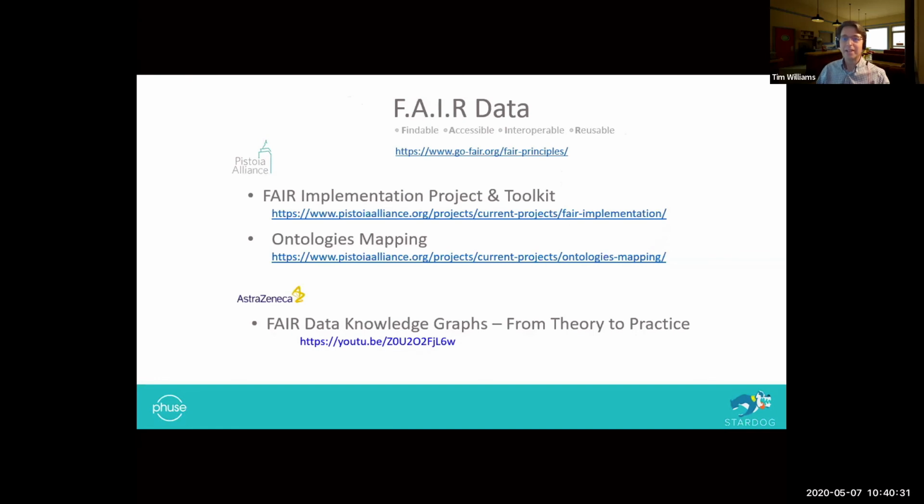I've mentioned FAIR data a couple of times already. FAIR stands for findable, accessible, interoperable, and reusable. The movement is gaining in popularity. The Pistoia Alliance has a FAIR implementation toolkit, and I should also mention their ontologies mapping project. AstraZeneca is leveraging FAIR knowledge graphs as one example.